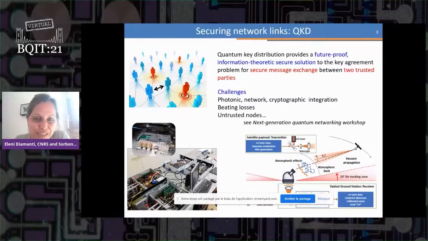As Sid mentioned, we have a lot of work in our lab in Paris in this direction on QKD systems based on continuous variables and entanglement-based QKD as well, including feasibility studies with satellite links. So we're addressing challenges regarding the integration of such systems in the photonic network and cryptographic integration, working towards advanced nodes. And I would invite you to see what we're doing in this direction in the next generation quantum networking workshop at the end of the week.